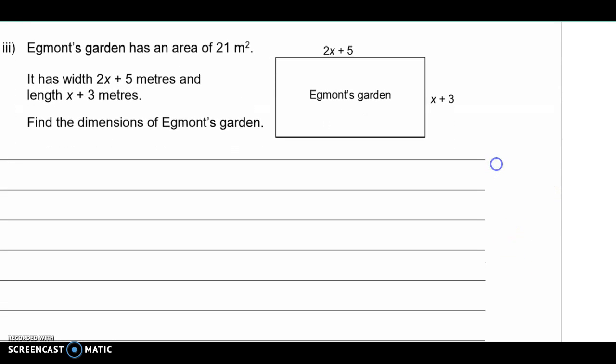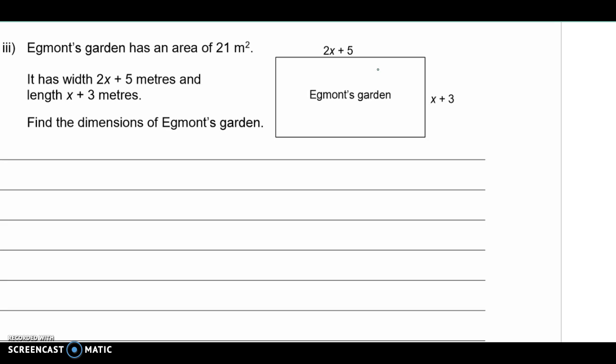Egmont's garden has an area of 21 meters squared. They've given the widths, they've even drawn a diagram. If this diagram wasn't here, please, I'd like to see you drawing a diagram. Find the dimensions of Egmont's garden. Now, the word dimensions means what is its length and its width, or its base and its height. It's probably length and width for a garden.